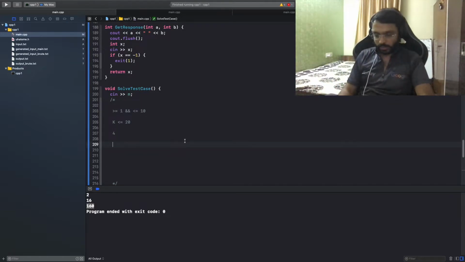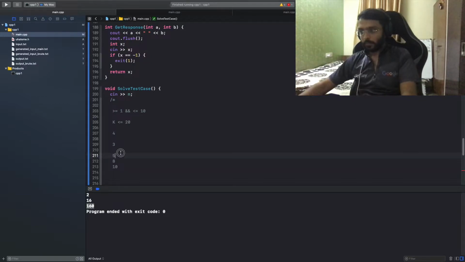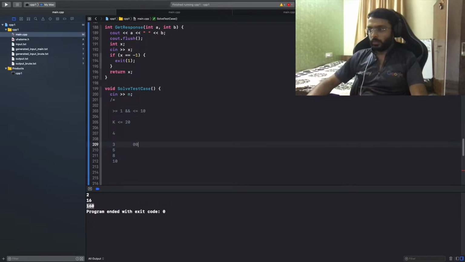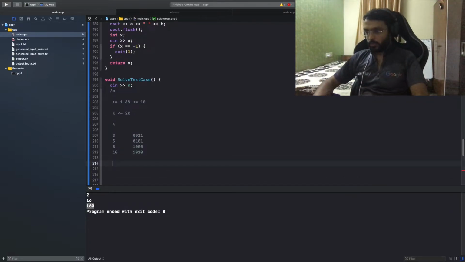So what would actually happen? Let's say my elements are like 3, 5, 8, let's say 10. Maybe let me write down the binaries of this as well. So this will be 0011, this is 0101, this is 1000, and this is 1010. So first of all, let me ask a question that k equal to 16. So that means I am asking the first question as 10000, right? 1, 2, 4, 8, 16.